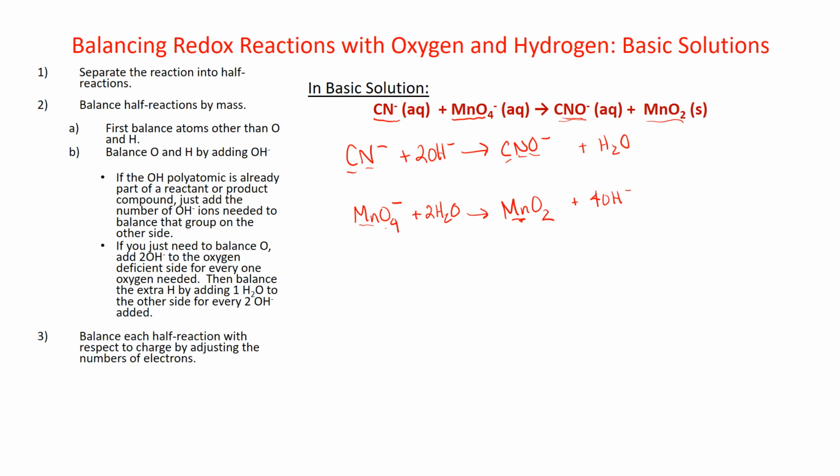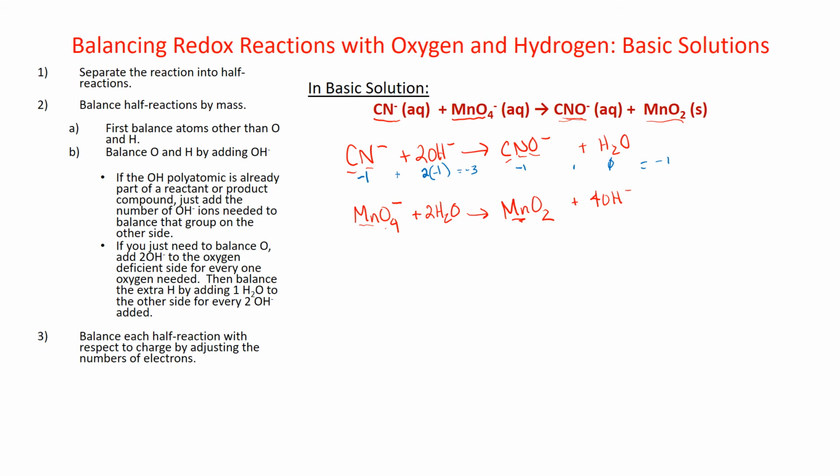We need to balance each of these half reactions with respect to charge by adjusting the number of electrons. Okay, so for the total charge that I have in that first half reaction, on the left-hand side, I've got a -1 with the cyanide, and I've got 2 of those hydroxides that I added. So that's 2 times -1. If I add both of these charges together, that's going to give me a -3 total on the left. My cyanate anion has a -1 charge, and my water is neutral. So that's going to give me a total charge of -1 on the right.